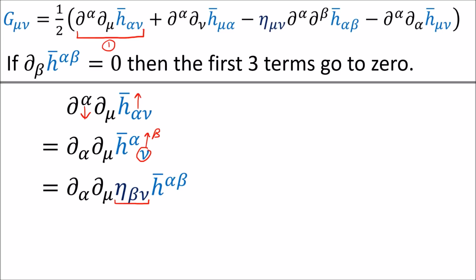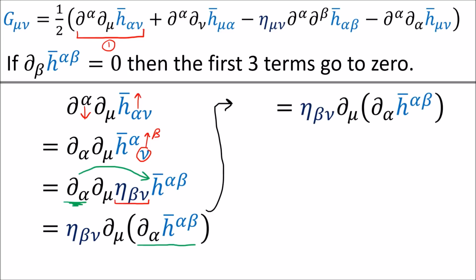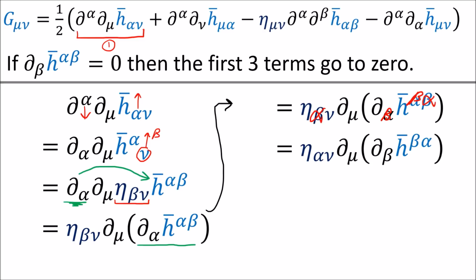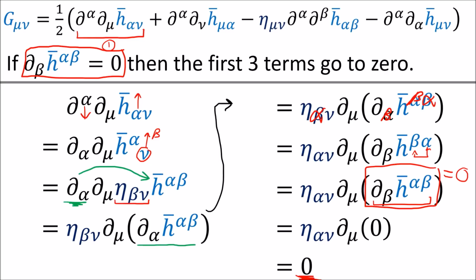Next, since the order of partial derivatives doesn't matter, and the eta metric is constant, we can move the alpha derivative through so it's sitting next to the h bar term. And since we're always free to relabel indices in a summation, as long as we relabel them consistently, we can relabel alpha as beta and relabel beta as alpha. Finally, since metric components are symmetric, we can switch the alpha and beta indices of the h bar. Once again, inside the brackets, we have the term from the Lorenz gauge condition. If we assume the Lorenz gauge condition is true, this goes to zero and the entire term goes to zero.